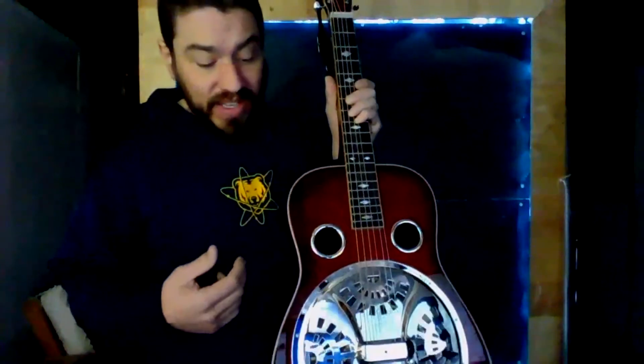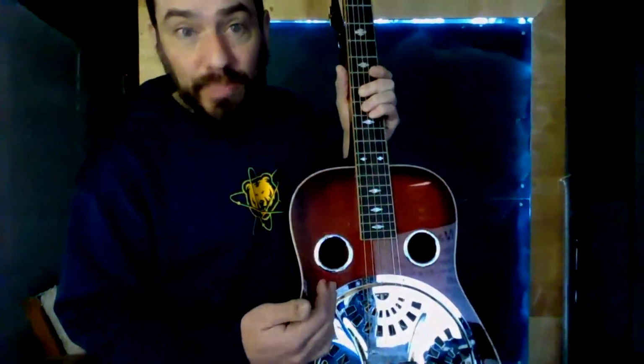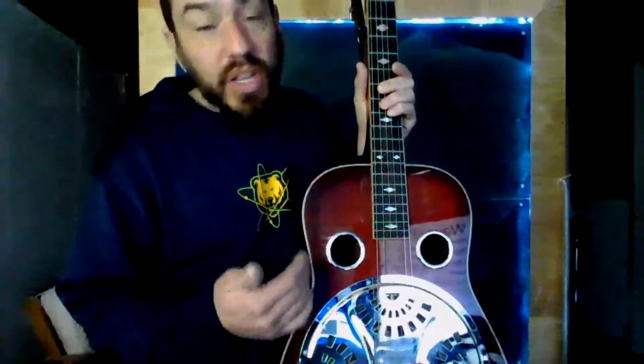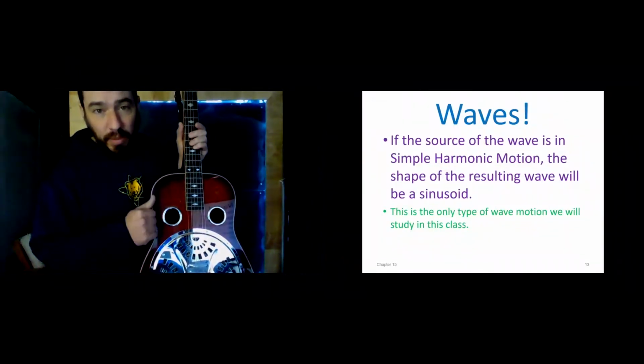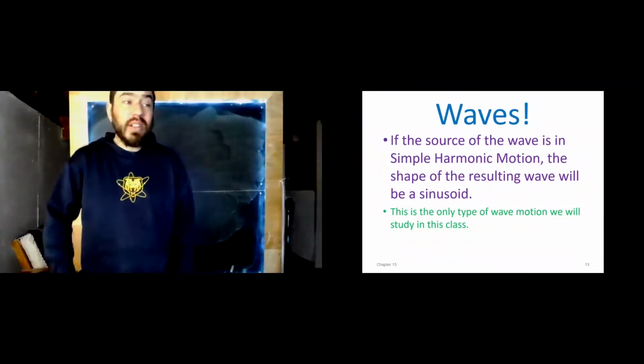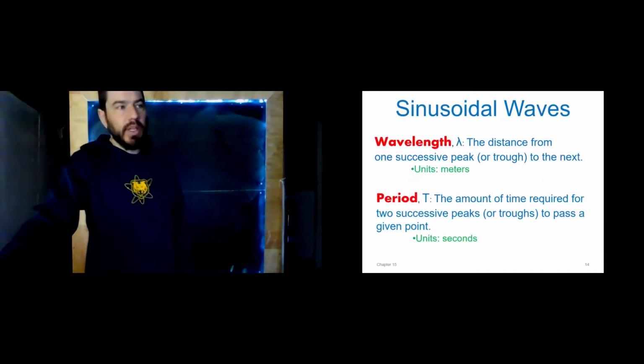When this string vibrates back and forth, that's well described by simple harmonic motion. The equilibrium position is right here. If I displace it from equilibrium and let it go, then it vibrates back and forth. Since this motion of the string is simple harmonic motion, it produces a sound wave that is described well by sine waves, just as the motion of any point on this string would be described well by sine waves. The good news is that this is the only type of wave motion we'll study in this class. We need a little bit of terminology.